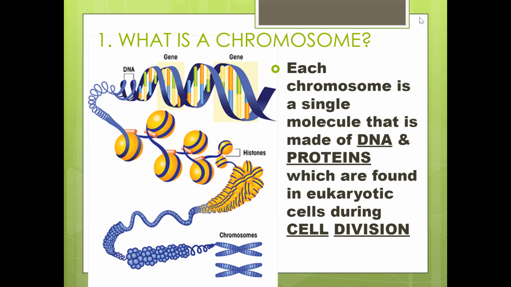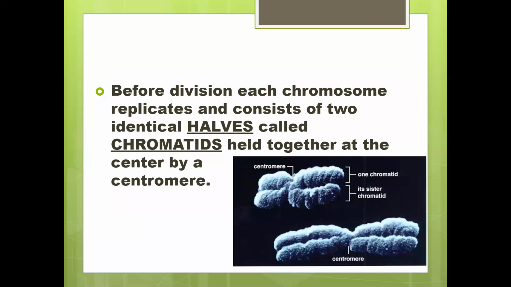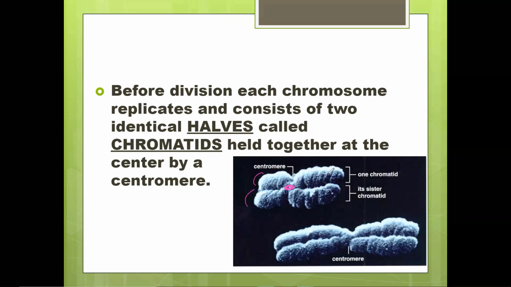To review what a chromosome is, it's a single molecule that's made of DNA and proteins. In this case, the DNA is represented on the left in blue, and the proteins called histones that DNA is wrapped around are represented in yellow. When a cell divides, it needs to replicate all of that DNA, and it's going to wind it up into chromosomes. Now, that chromosome that you see over here on the right, you'll notice that there's two halves. There's this half and there's that half, and they're joined in the middle by a centromere.